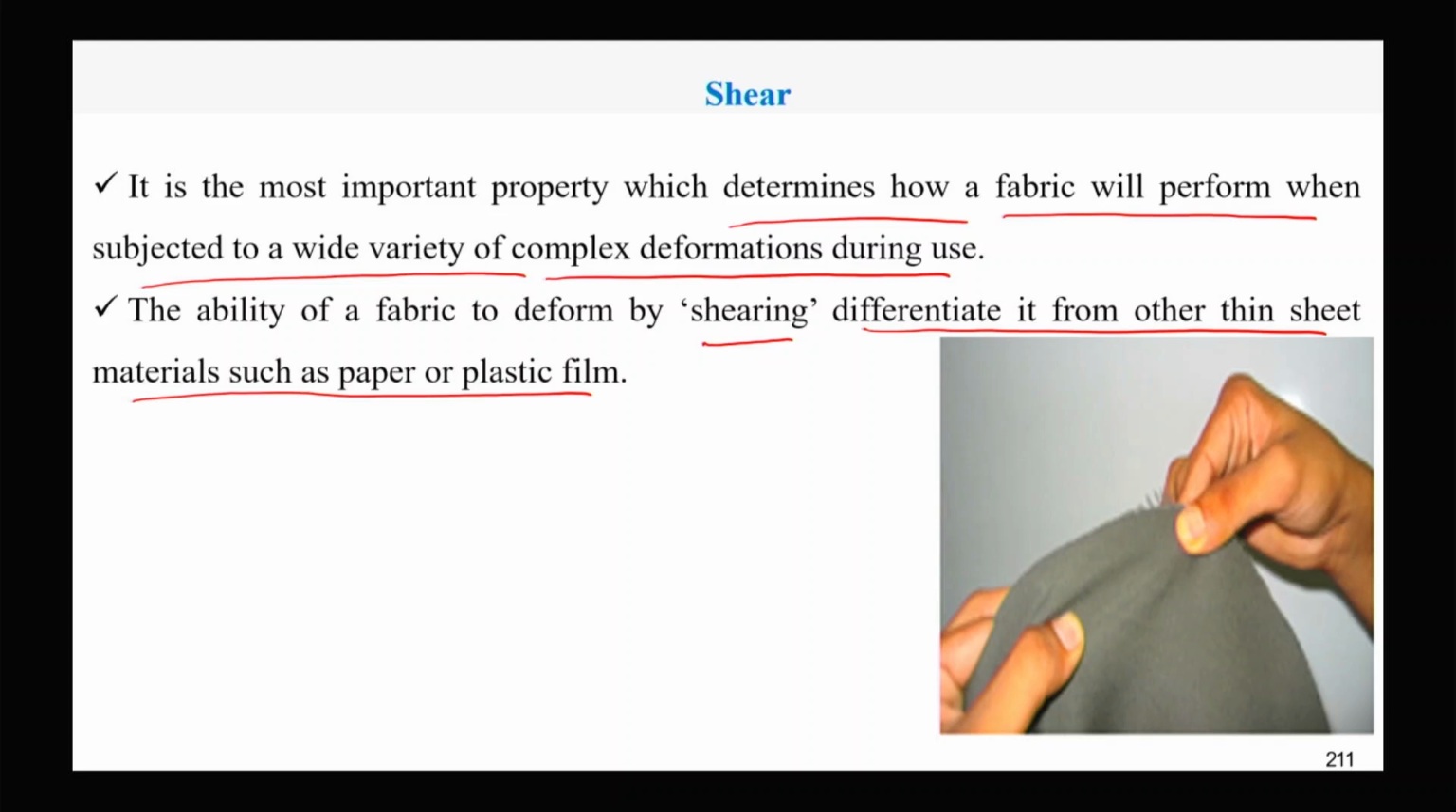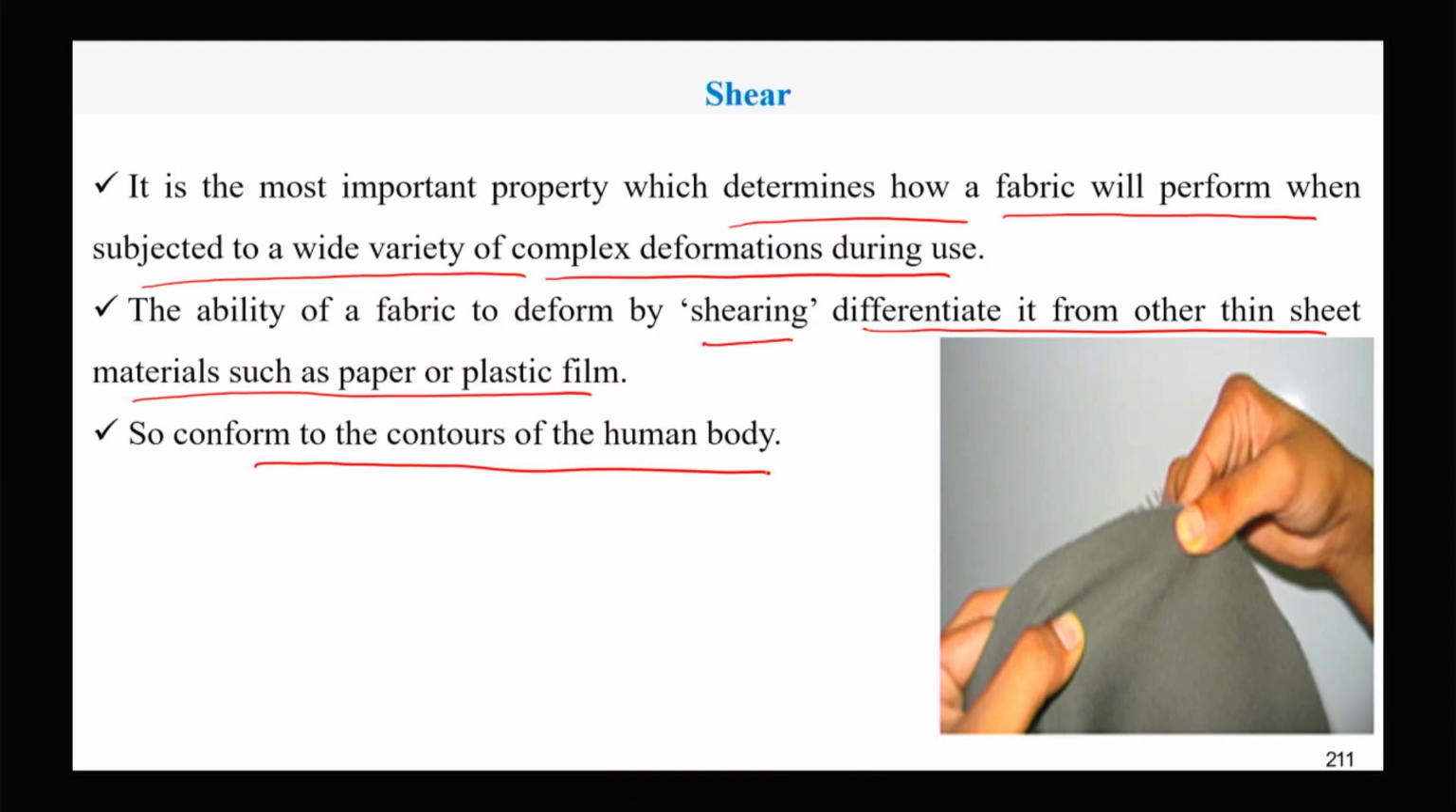So shear deformation in textile material, where the separate threads are there, warp and weft threads in woven fabric, or in knitted structure, this fabric has very high shear deformation, which helps in adjusting to our changing body posture. So it conforms to the contour of the human body.